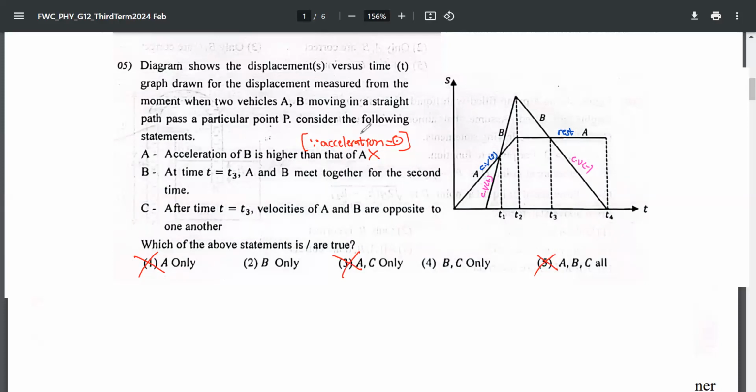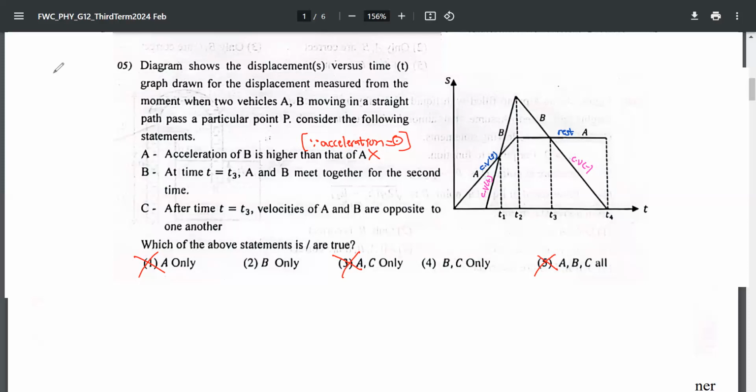Okay, tell me, when are they meeting? At what time are they meeting? In a displacement-time graph, when will two objects meet? When the graphs meet. When their displacements are equal, they will meet.